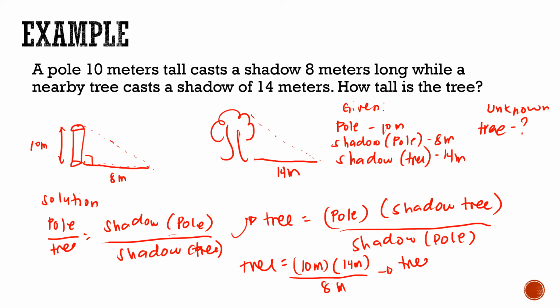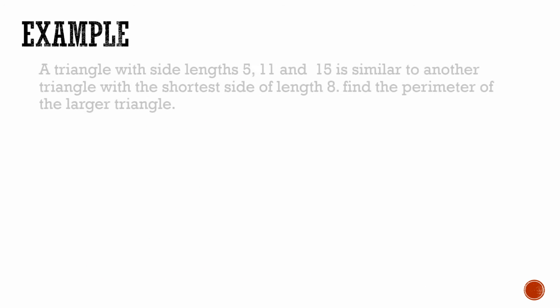So we got h is equal to 14 times 10 is equal to 140. Divide by 8. So we got 140 divided by 8 in decimal, that is 17.5. Since our measurement is meters, that is 17.5 meters.